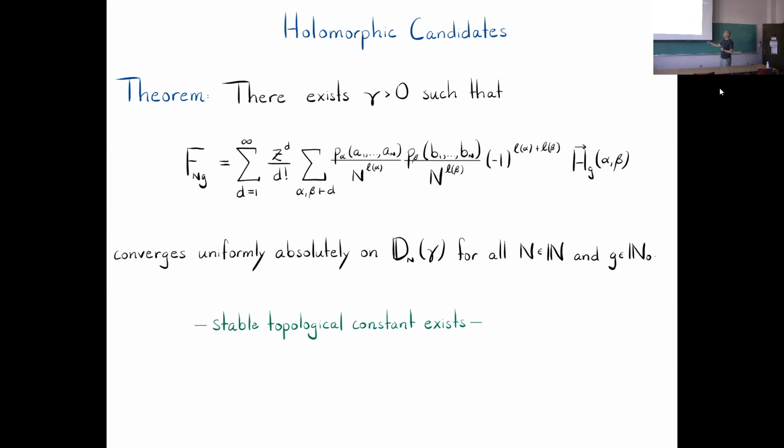So there is an absolute constant gamma, it just depends on nothing. It's an absolute constant, such that this series converges absolutely as long as you take your z less than or equal to gamma and your a's and b's less than or equal to 1. So it converges uniformly absolutely on this polydisk D_n(gamma). That means that you actually have holomorphic candidates for what the genus G free energies in the conjectures have to be. This is for the HCIZ case. If you wanted the BGW case, you just get rid of the summation over beta.